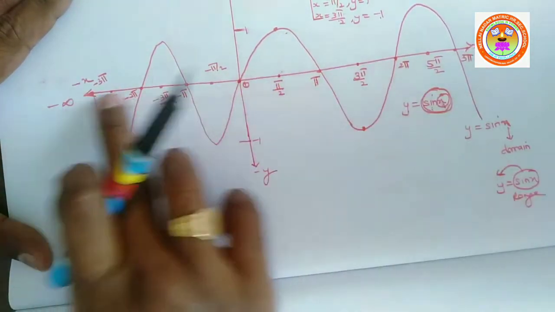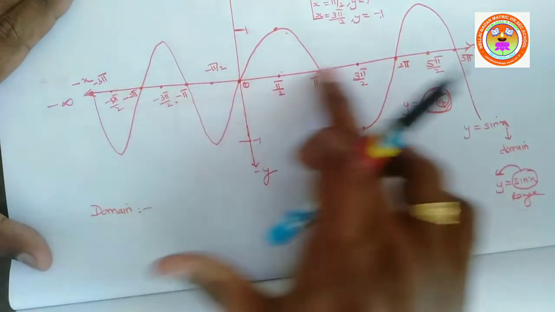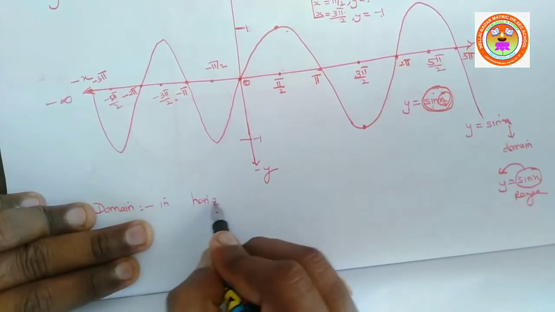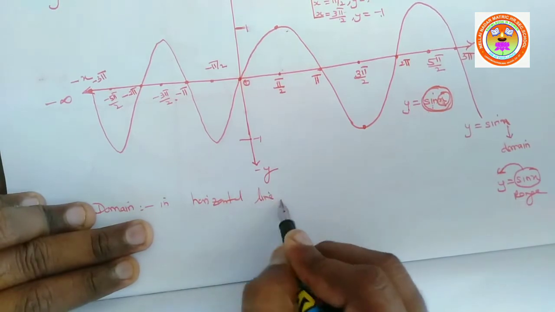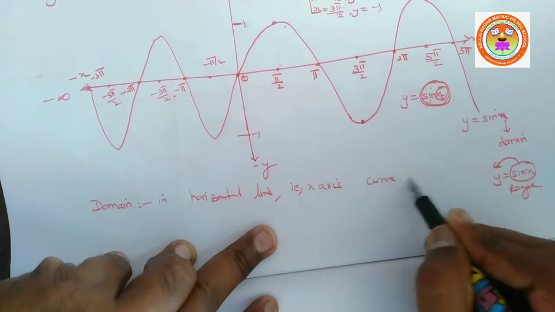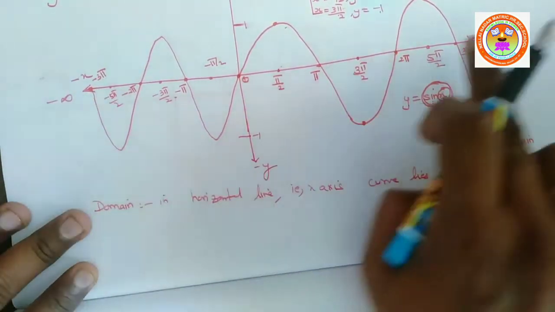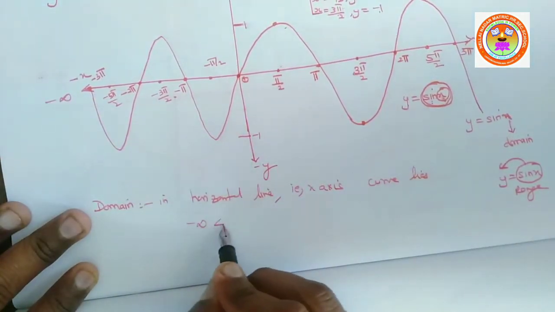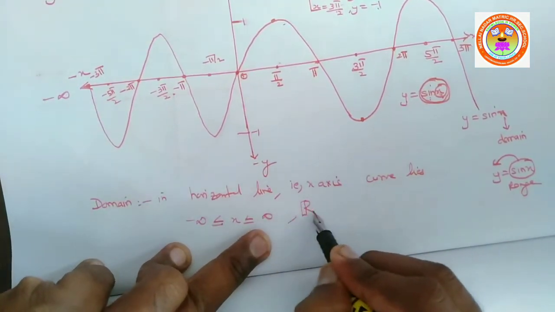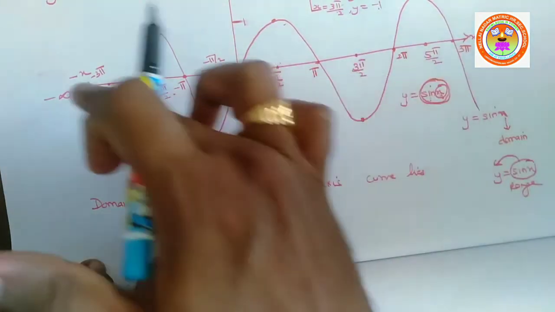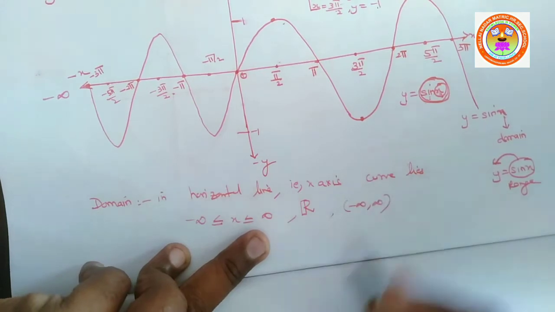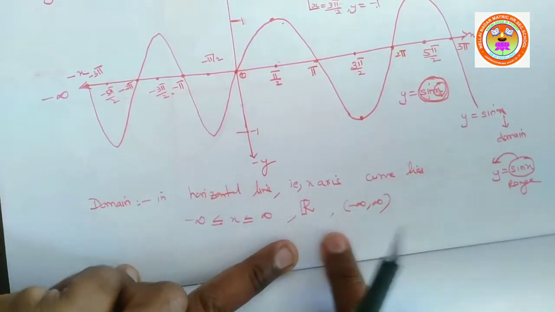From where to where does the curve lie in the horizontal line, that is the x-axis? The curve lies from minus infinity to plus infinity. We can write it as minus infinity less than or equal to x less than or equal to infinity. Otherwise, we can choose all real numbers R. This is called the number line R. Otherwise, we can use minus infinity comma plus infinity, which is an open interval.